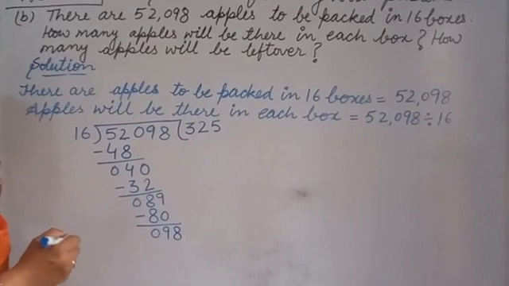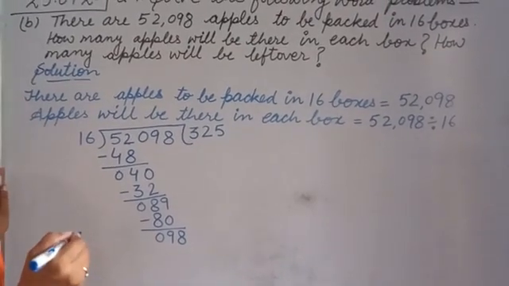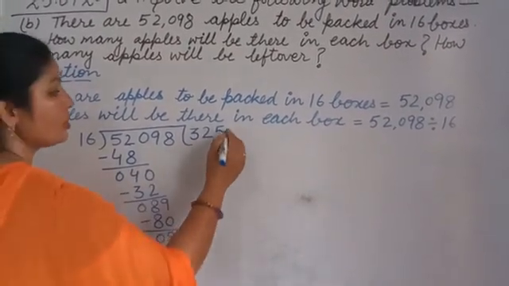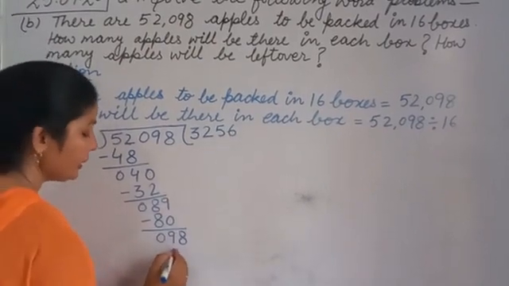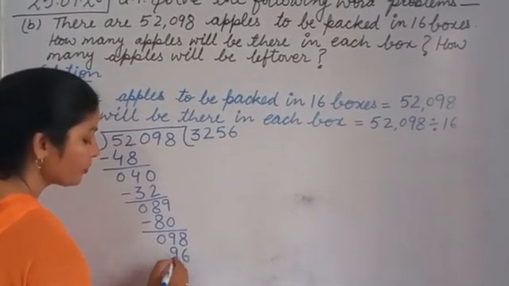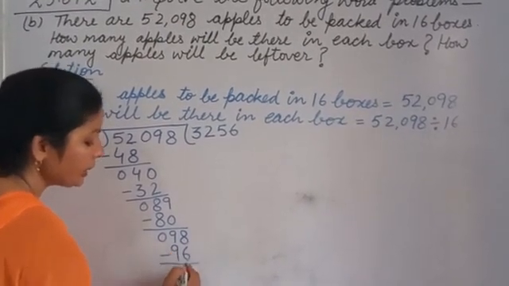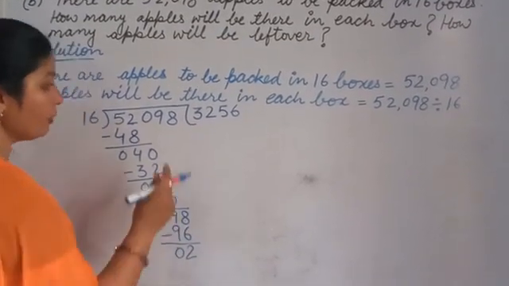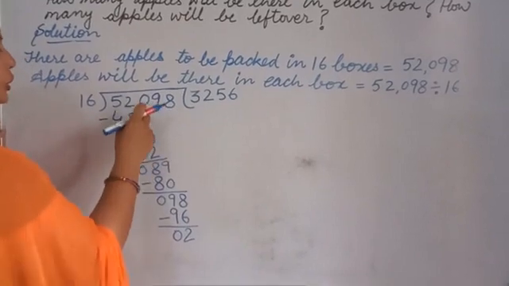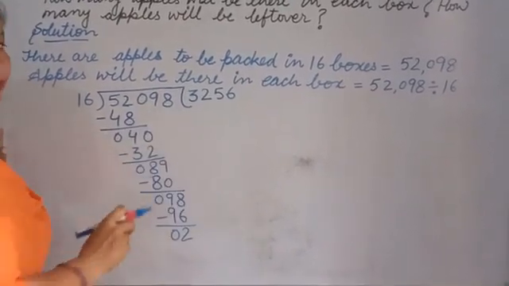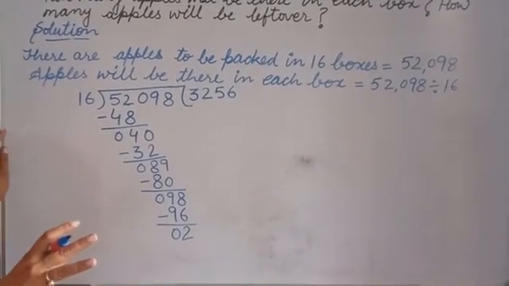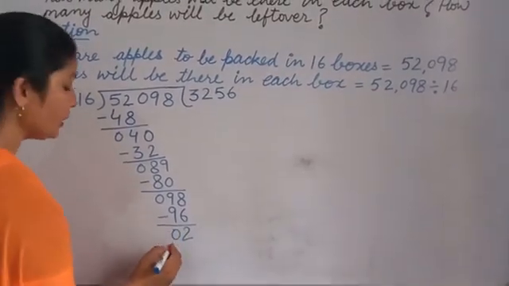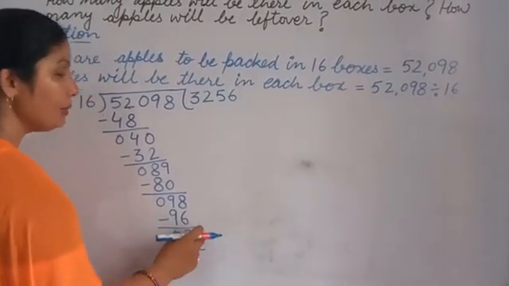Again we recite the 16 table, 16 6s are 96. So we take 96. Now 8 minus 6 is 2 and 9 minus 9 is 0. Now the digits are finished from the top, 0, 9, 8 all have been noted down. So all are finished, that means 2 is our remainder. So 2 apples will be left over.